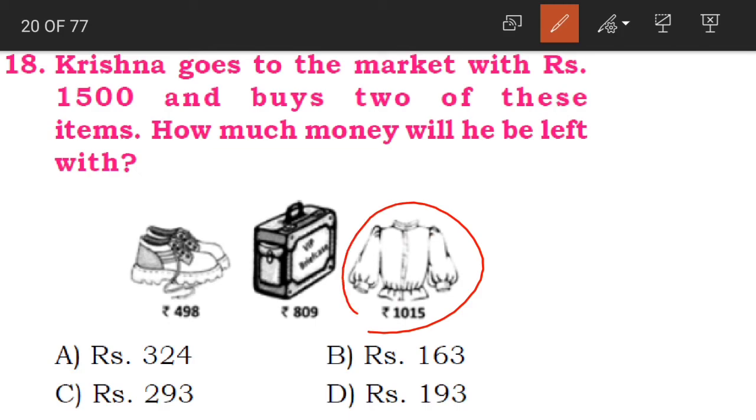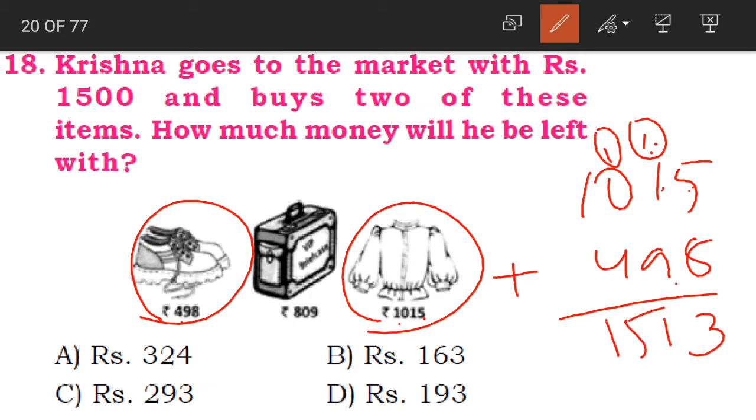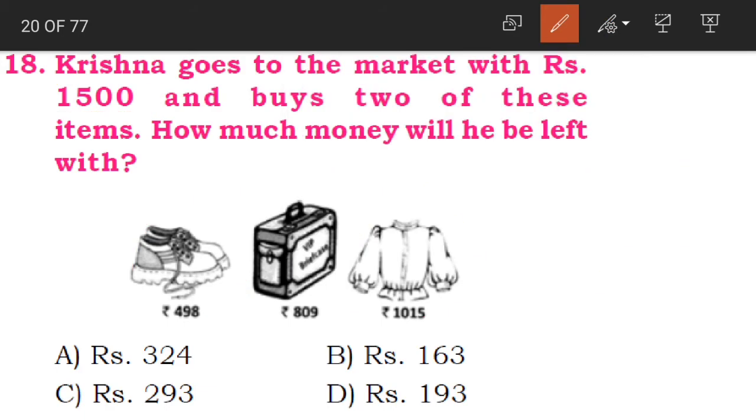See children, if you look at this frock and these shoes, 1015 plus 498. When we add these two, what will be the answer? 13. 2 plus 9, 11. 1 plus 4, 5 and 1. So 1513. See, when you add these two, the answer is more than 1500. When I have only 1500 rupees, can I purchase this amount? No. So it is not possible to buy this frock.